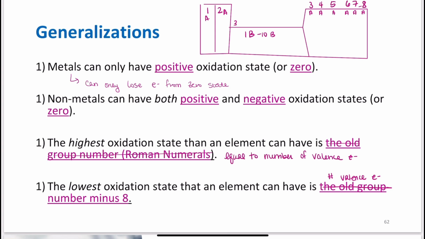So like your noble gases can go up to an oxidation number of +8. Halogens can be +7. Oxygen's family +6. Nitrogen's family +5. Carbon's family +4. Boron's family +3. Your alkaline earth metals +2, and your alkali metals +1. That's the highest they could go. The lowest was that group number -8. So metals couldn't go negative, but that means this could go from 8 down to 0, 7 to -1, 6 to -2, 5 to -3, and 4 to -4.